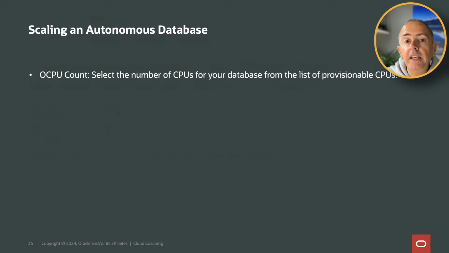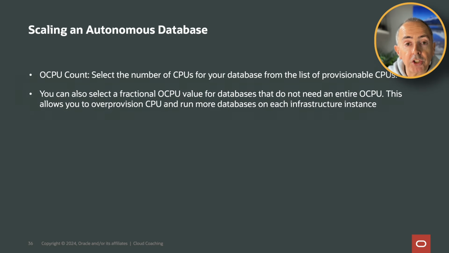Now, as well as scaling the clusters, you can also scale the individual autonomous databases. So here you select the number of OCPUs for your database from the list of all provisioned CPUs that are available in that VM cluster. Now, also with autonomous, you can select a fraction of an OCPU, which will be useful if you have a number of very small databases that don't require a full core to run. And this CPU overprovisioning will allow you to run more databases on your infrastructure.